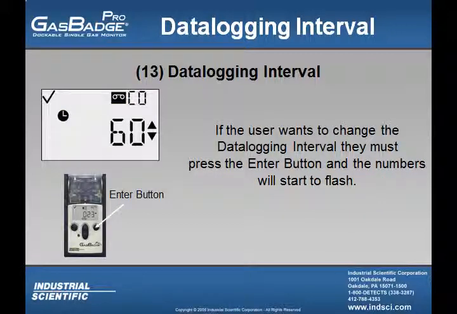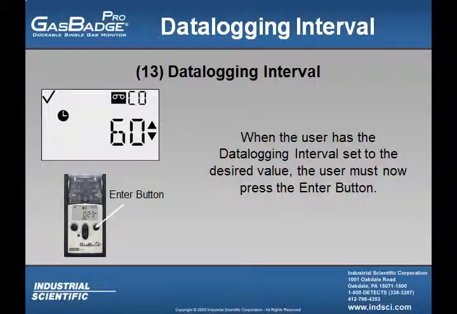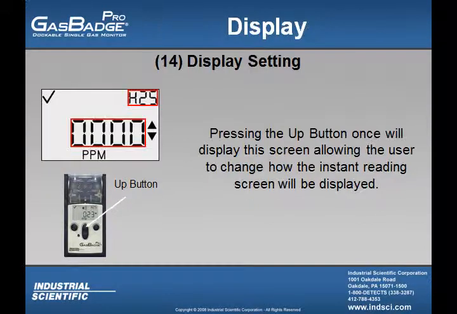If the user is trying to change the data logging interval, they must press the enter button. Once the numerical value begins to flash, the user must press the up or down buttons to change the data logging intervals. Once the user has the interval set to the desired level, the user can now press the enter button and that value is saved in the instrument.